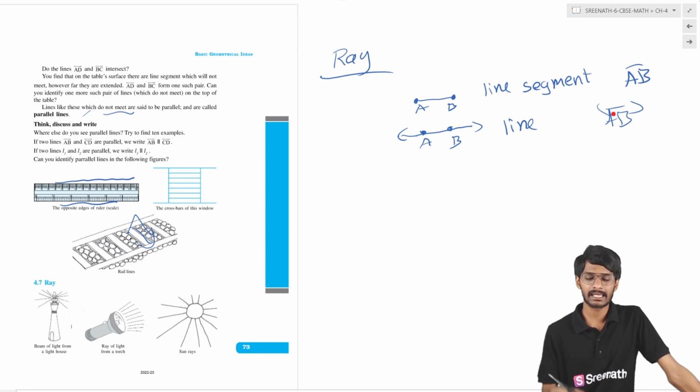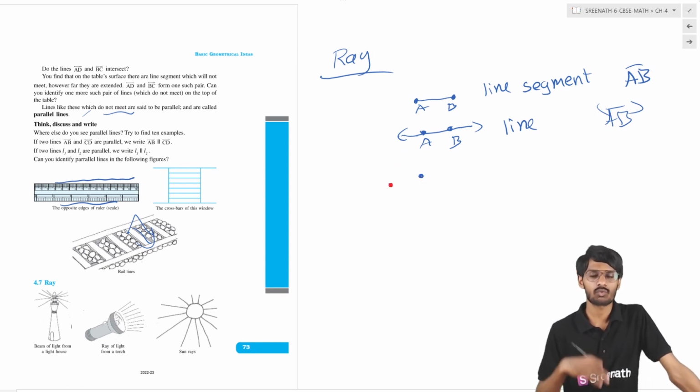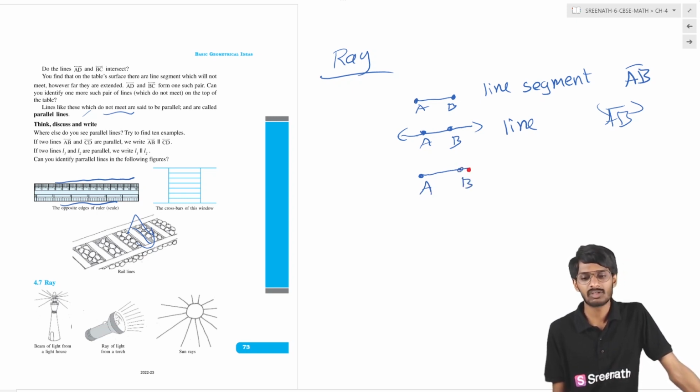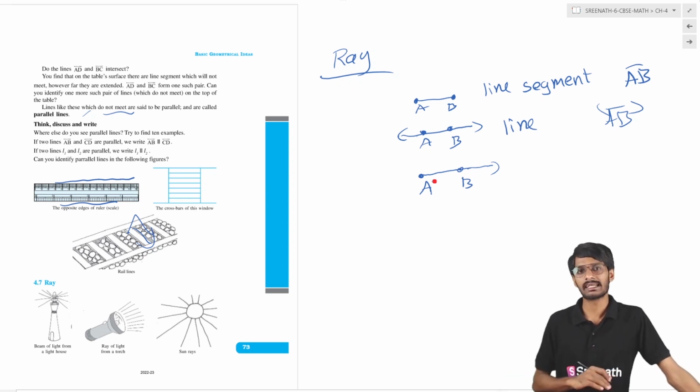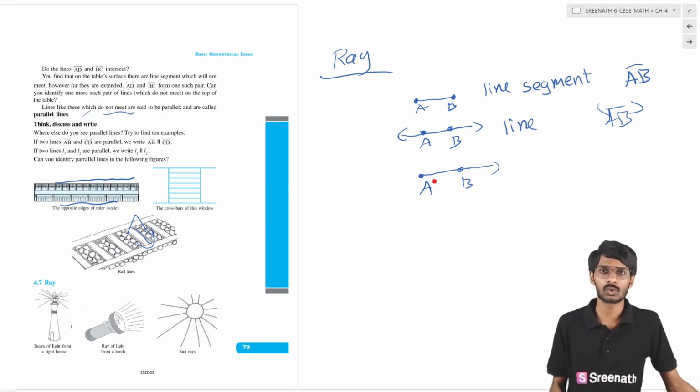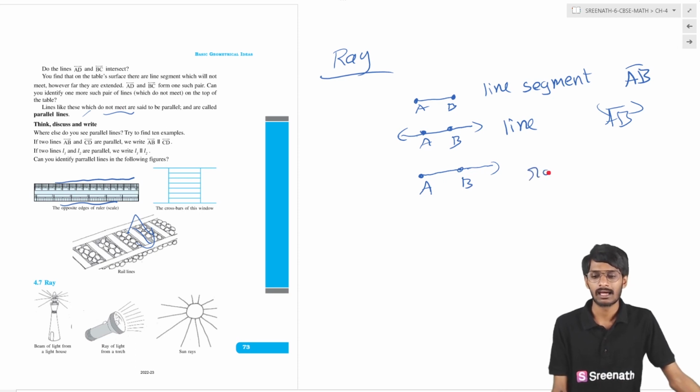Then what is a ray? A ray has one endpoint, one starting point, one initial point. That initial point is A. It passes through B and goes on increasing in its direction. It will never end. It goes on like that only. So we call it a ray.